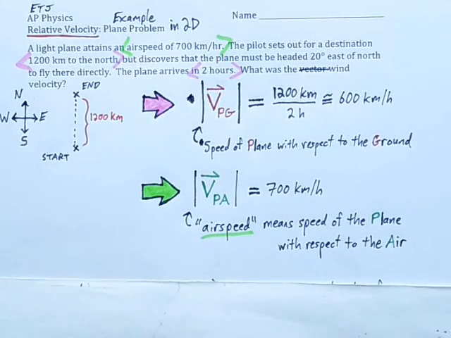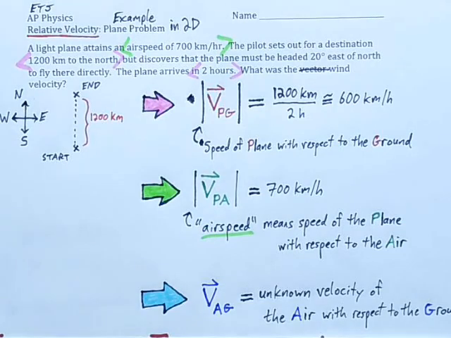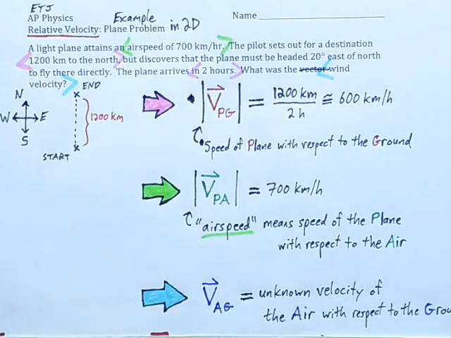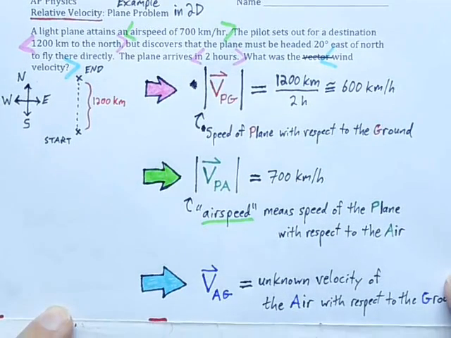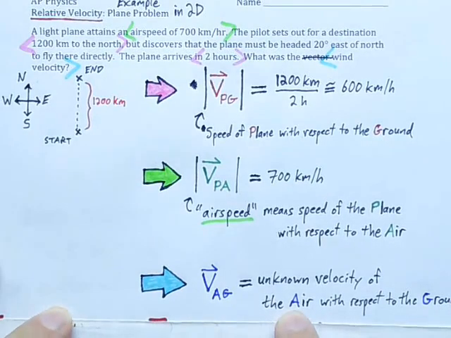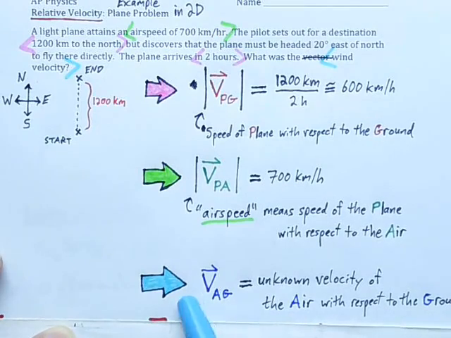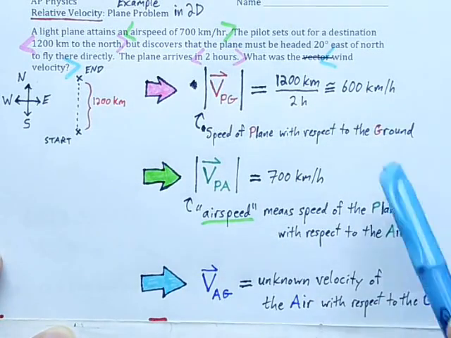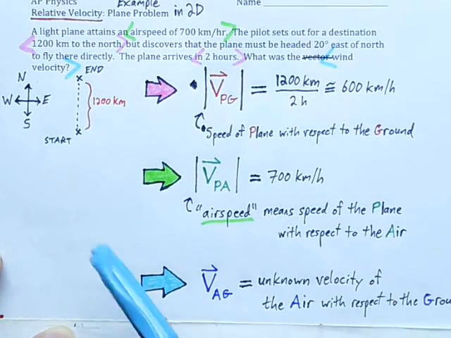And let's see, we'll come back to this idea of heading. Lastly, what we want to find, the wind velocity, that'll be our unknown, the unknown velocity of the air, the moving air, with respect to the ground. The speed of the air with respect to the ground. That's what's meant by the wind velocity here. So if you're on the ground measuring the movement of the air, this is the velocity you would be measuring.